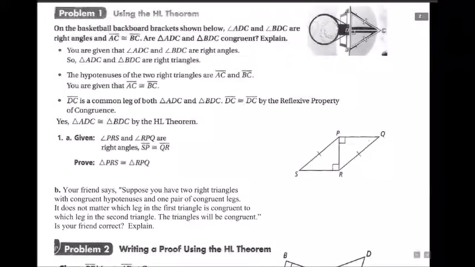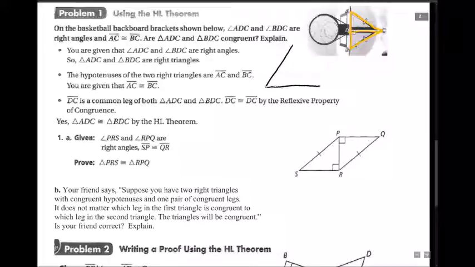Let's look at an example of using the HL theorem. Our basketball backboard brackets are shown over here. So we're looking down at the basketball hoop and we see this triangle, and these are our brackets. So the first thing I'm going to do is redraw this. We like to redraw things.